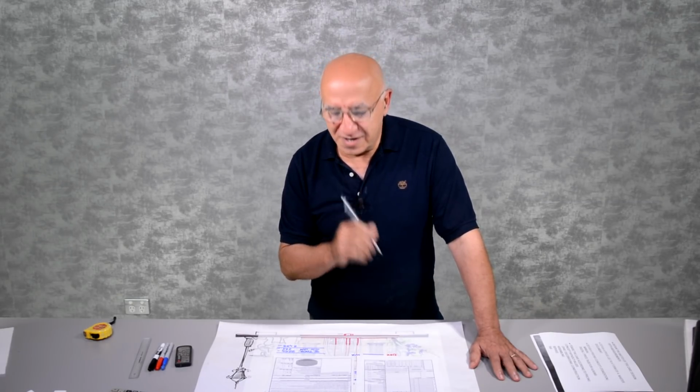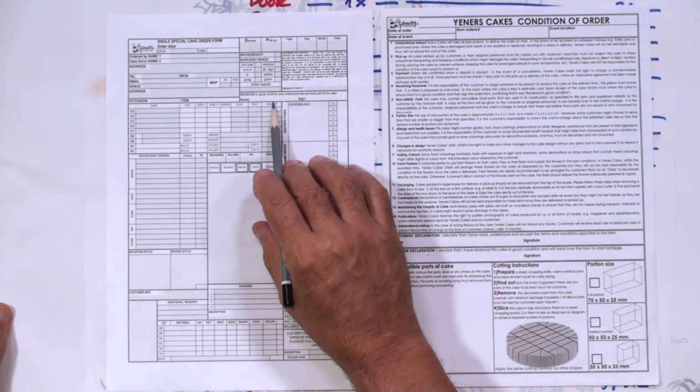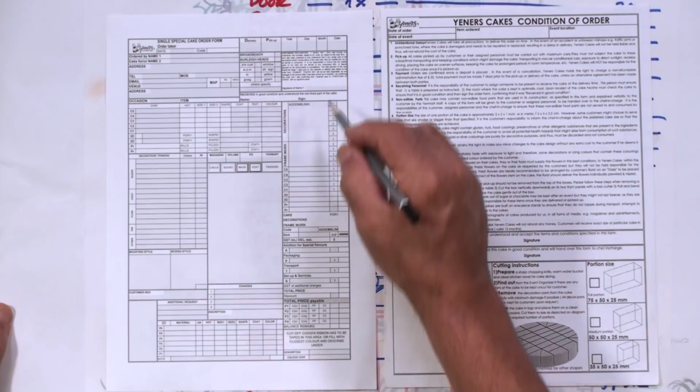So if they see the cake in good condition, they sign on this one here, received in good condition. I'm going to explain soon. And after that, once they take it past the door, they are responsible. You are responsible before the door.